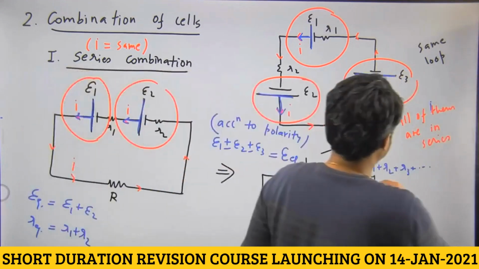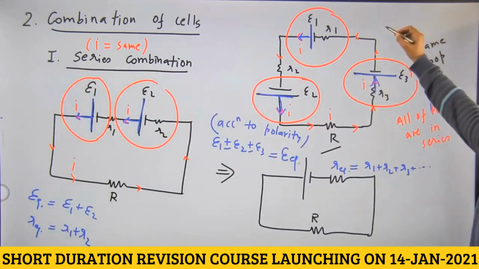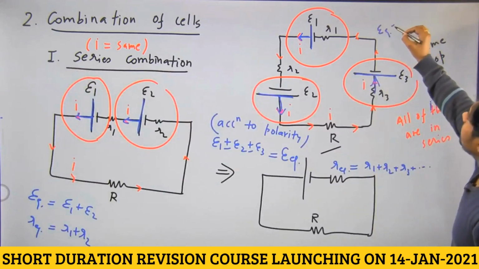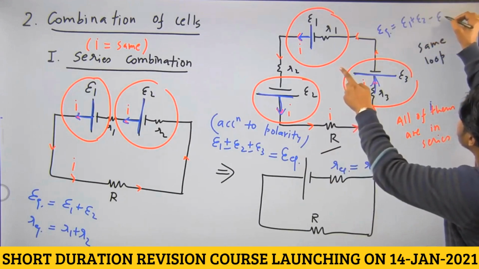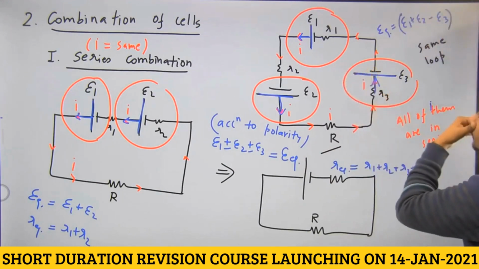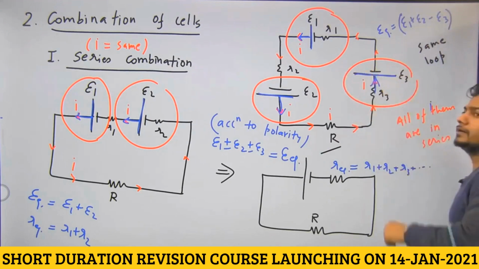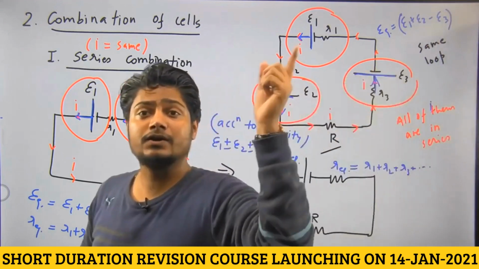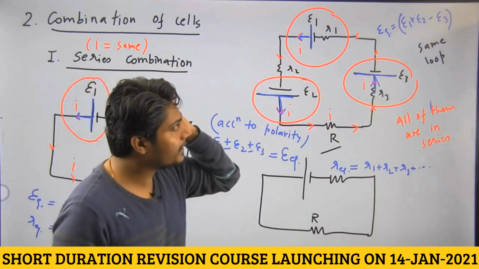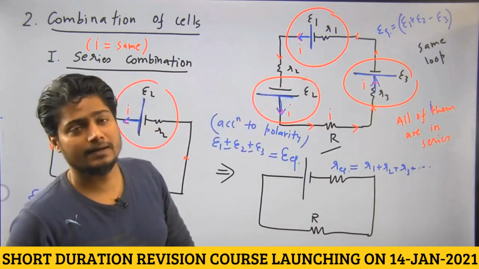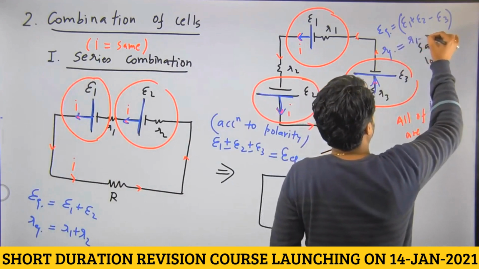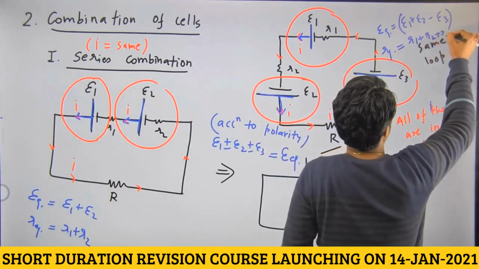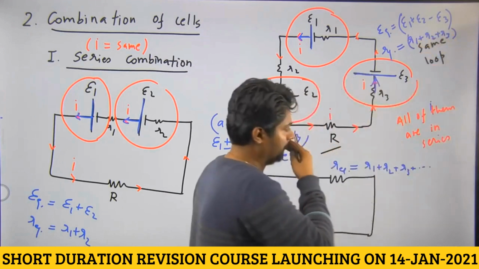So here if you write the E equivalent, in this case E equivalent is E1 plus E2 minus E3. Because the polarity of the battery is opposite, it is not similar to E1 and E2, that is why we have to subtract E3. So that is how we decide the sign. And of course, what about R equivalent? Whatever polarity it is, you always have to add R1 plus R2 plus R3.